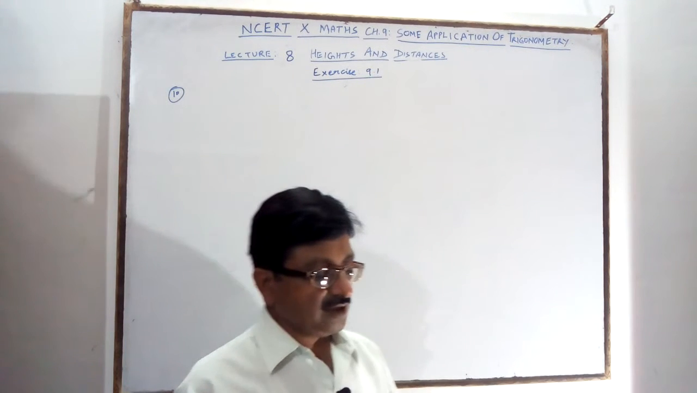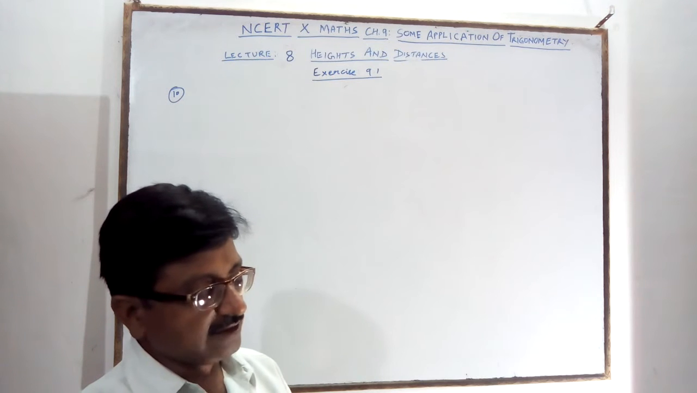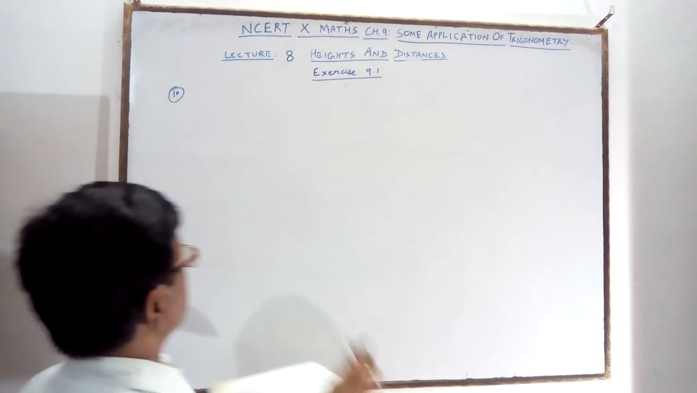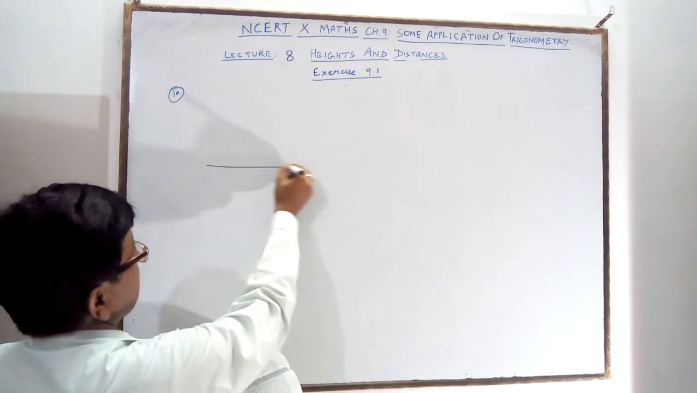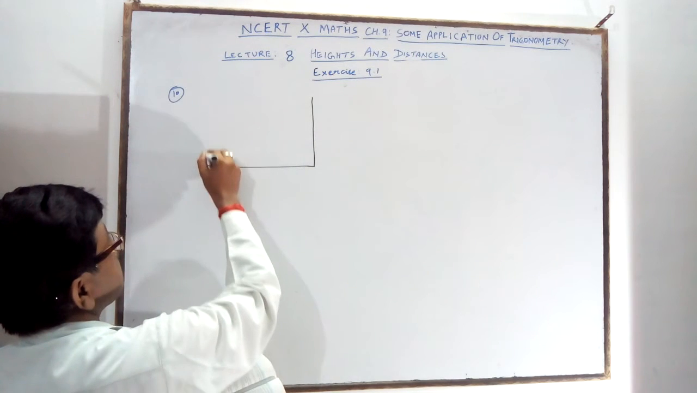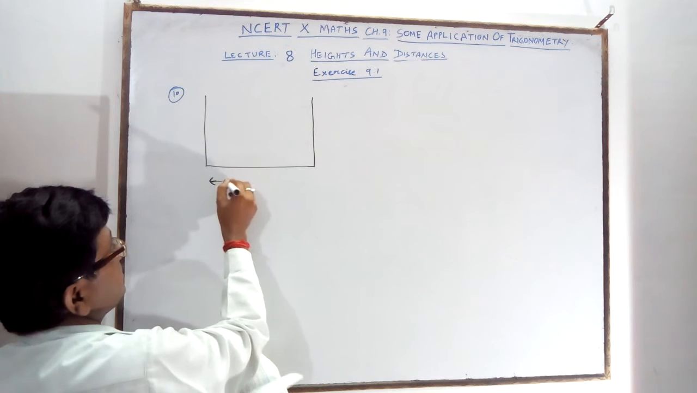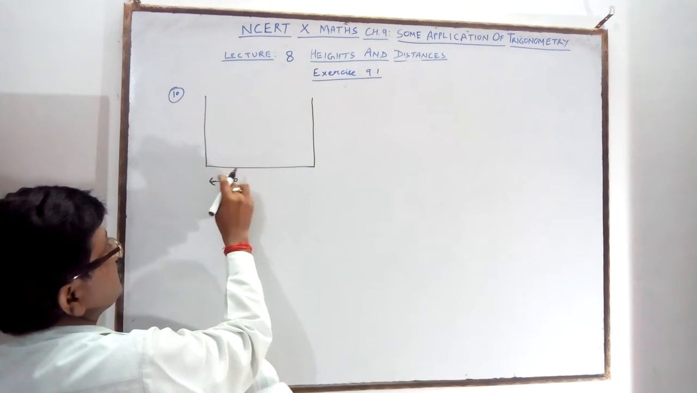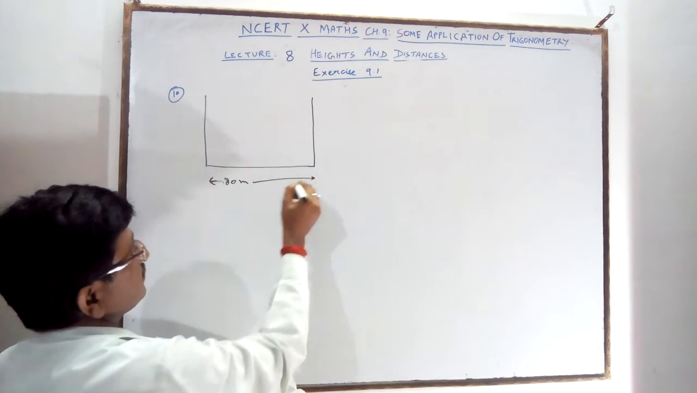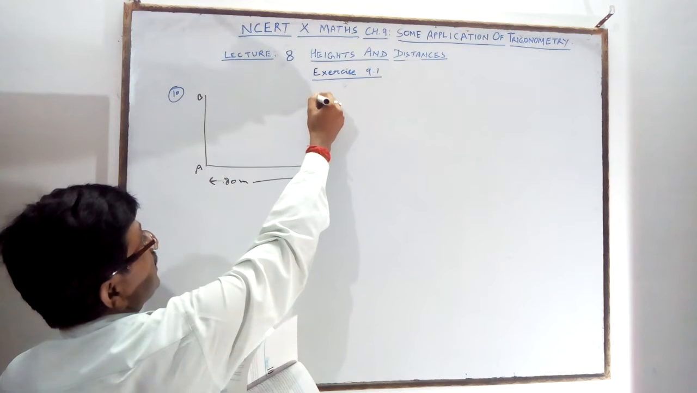Two poles of equal height are standing opposite each other on either side of the road, which is 80 meters wide. There is a road, and two poles of the same height are standing on either side, like this. It is an 80 meter wide road. One pole is AB, another pole is CD. Both have equal height.